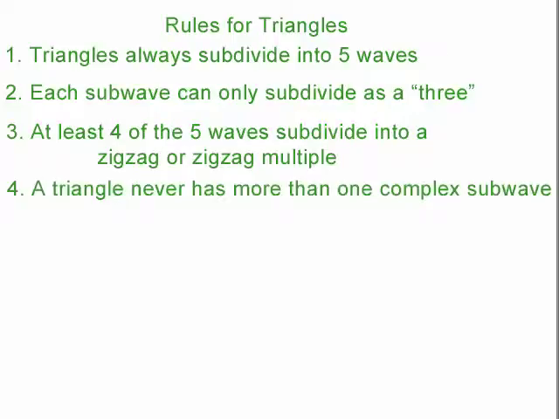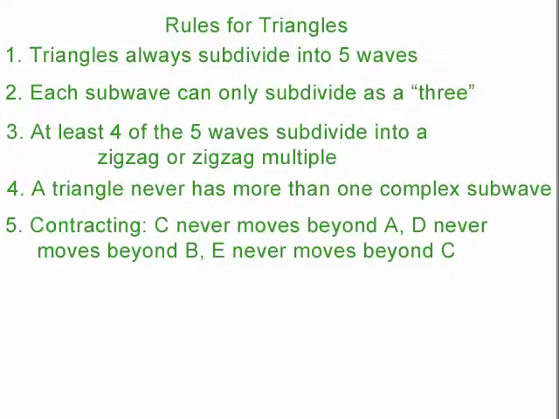A triangle never has more than one complex subwave. The complex subwave of a triangle may be a zigzag multiple, usually a double zigzag, or sometimes one of the subwaves, usually D or E, may itself subdivide as a triangle.